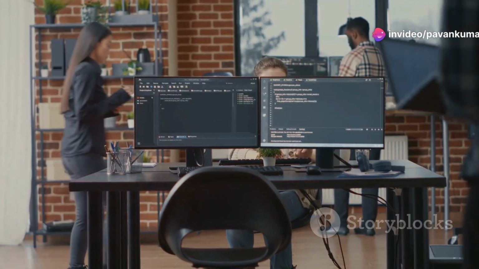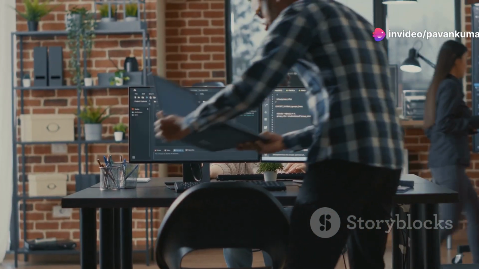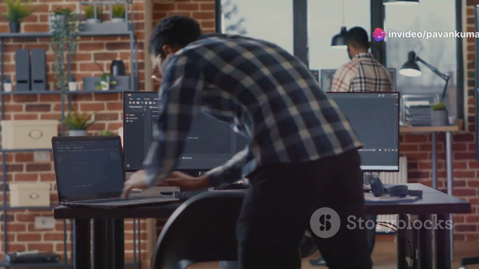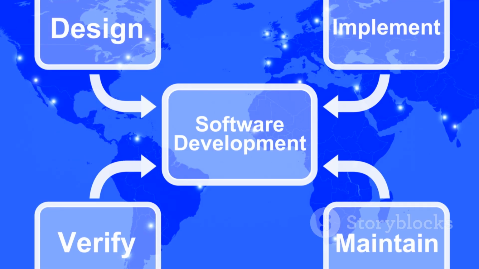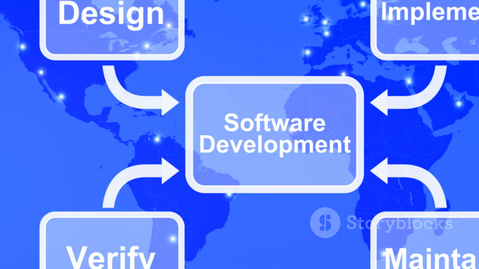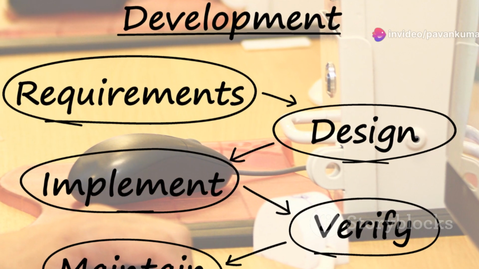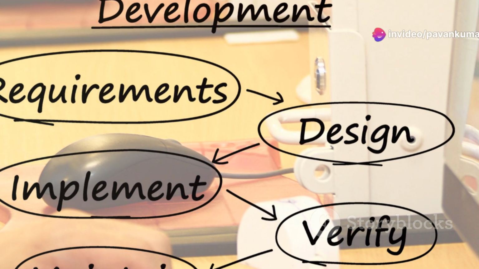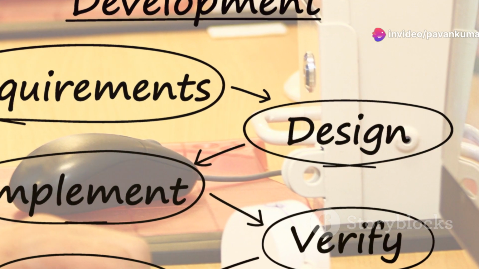Verification, often referred to as building the product right, focuses on evaluating the software development process itself. It involves a series of checks and balances throughout the software development lifecycle to ensure that each stage adheres to predefined standards, guidelines, and specifications. Verification activities include code reviews, design inspections, and testing to detect and correct defects early in the development process.